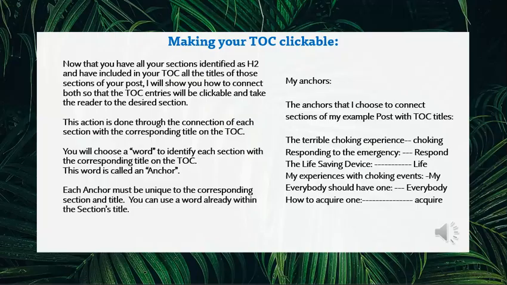Making your TOC clickable. Now that you have all your sections identified as H2 and have included in your TOC all the titles of those sections of your post, I will show you how to connect both so that the TOC entries will be clickable and take the reader to the desired section. This action is done through the connection of each section with the corresponding title on the TOC. You will choose a word to identify each section with the corresponding title on the TOC. This word is called an anchor. Each anchor must be unique to the corresponding section and title. You can use a word already within the section's title.